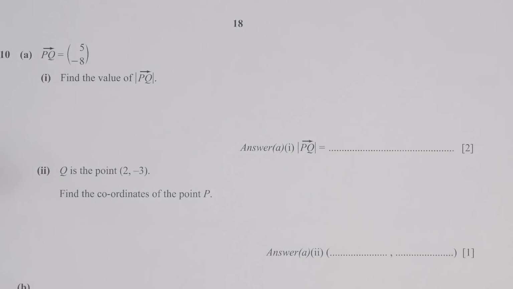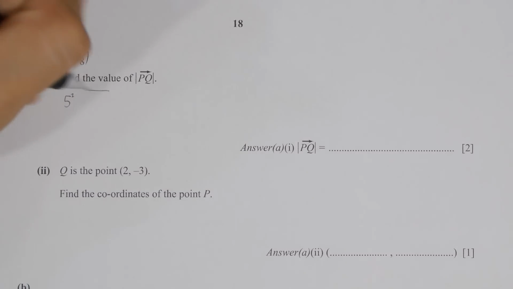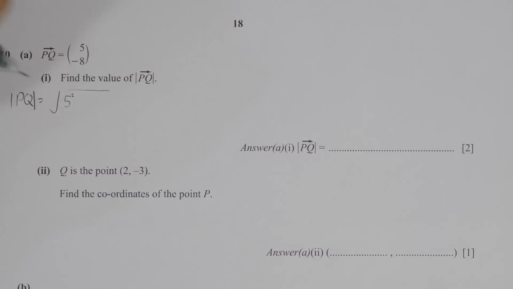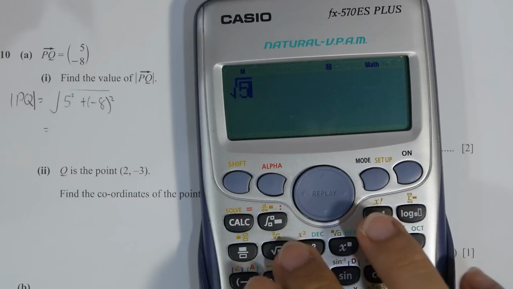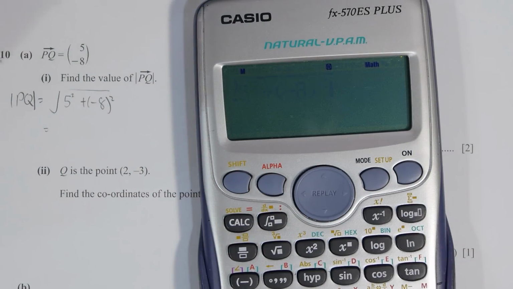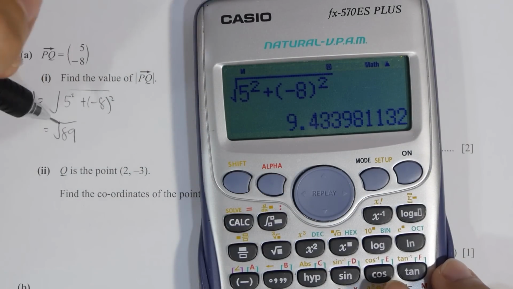Question 10a, to find PQ, simply take 5 squared plus (negative 8) squared. So the answer will be square root of 89, and the value will be 9.43.